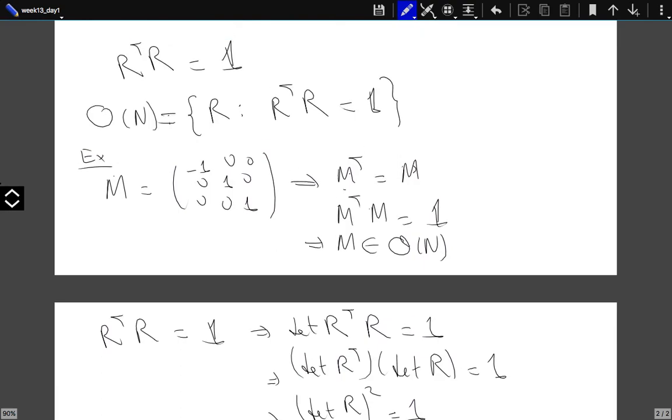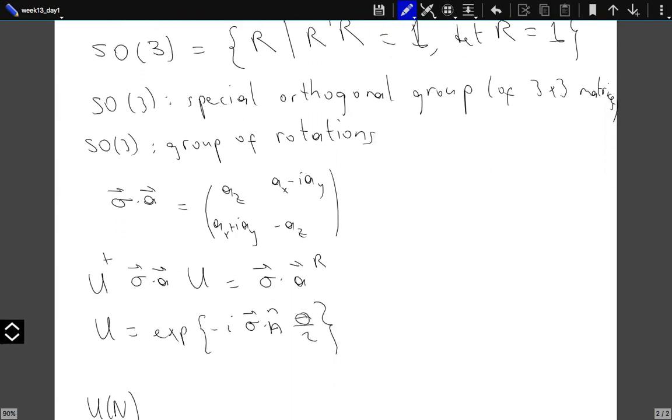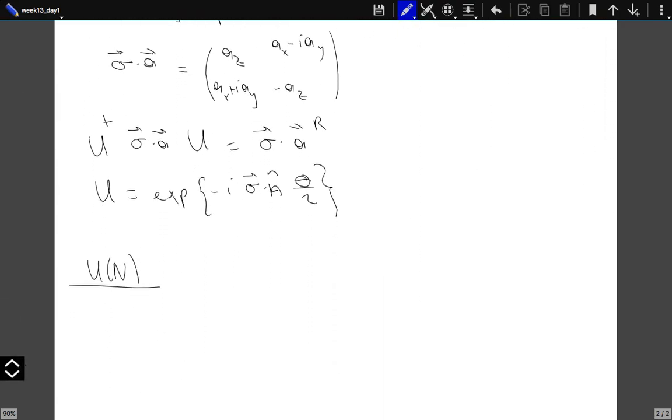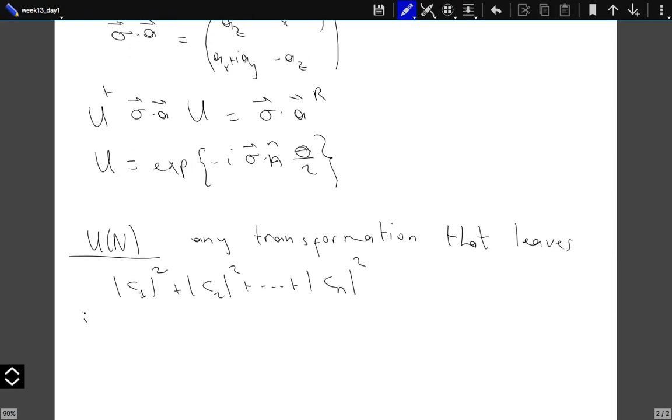Well, UN is very similar to ON here, but in the case of the unitary group, we are not talking about the real numbers, we are talking about complex numbers. So basically, we have |C1|² plus |C2|² plus |Cn|². So UN is defined as any transformation that leaves that sum invariant.